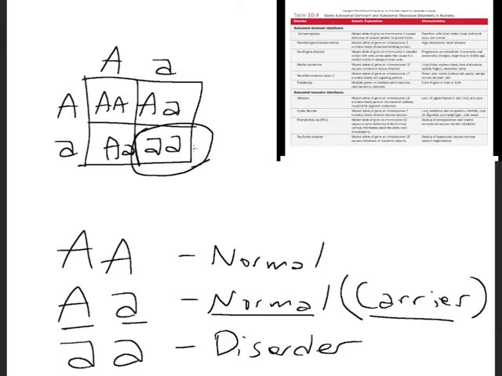Now this applies across the board, whether it's sickle cell anemia, cystic fibrosis, Tay-Sachs, it doesn't matter. That's why I just kind of do this generic A. You can use whatever letter you want when doing these Punnett squares. Okay, let's do another one.